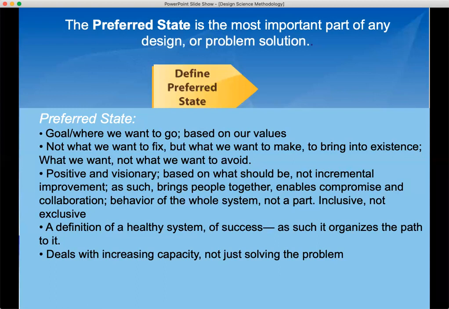All right, so if you have a visionary and positive preferred state, it allows people to work together, it brings them together, enables compromise, and allows people to back off of strongly held positions that might be holding the current system in its place.